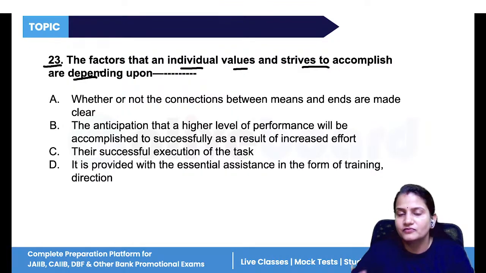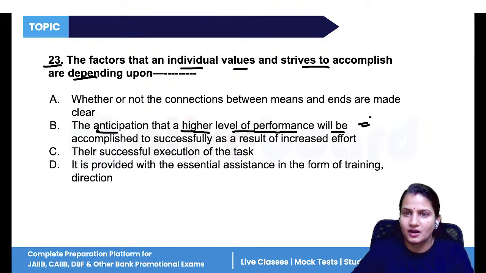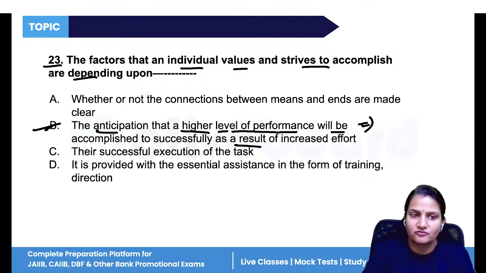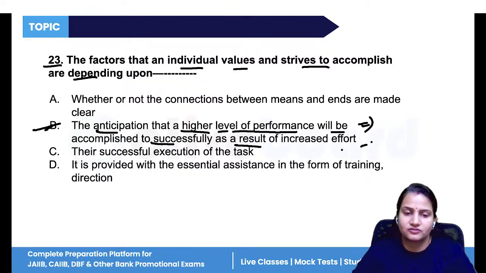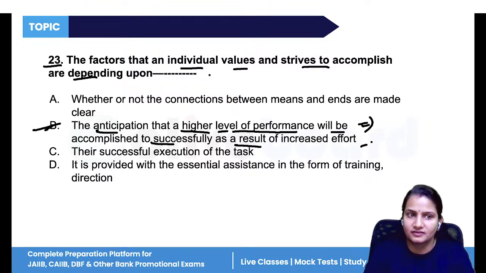So how the values of the individual will be boosted up when they feel that they are giving more value. So anticipation that if they are giving a high level of performance, that will give more effort to the company. And if more effort is given by the employees in the company, then the result will be high. So this is the anticipation that a higher level of performance will be accomplished successfully and their result will also be high. So this is how the individual's value can be increased.